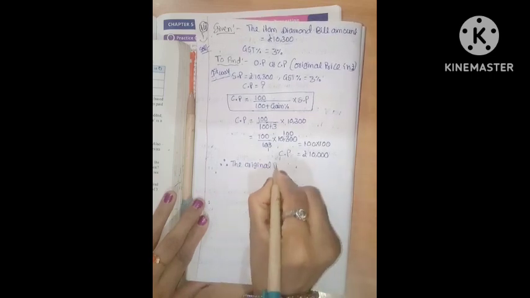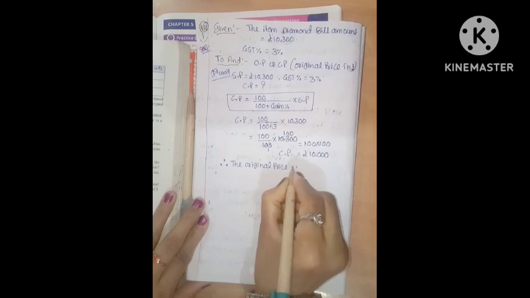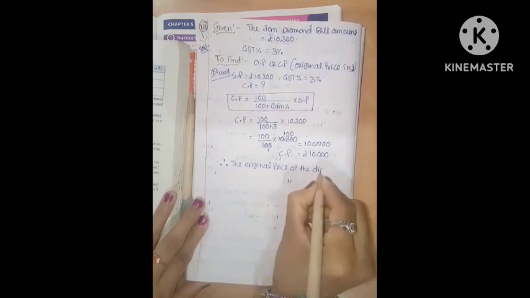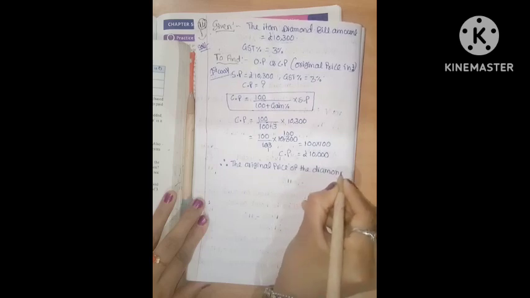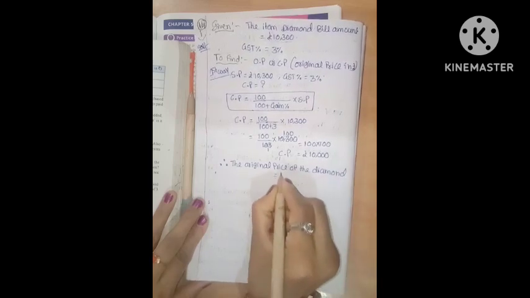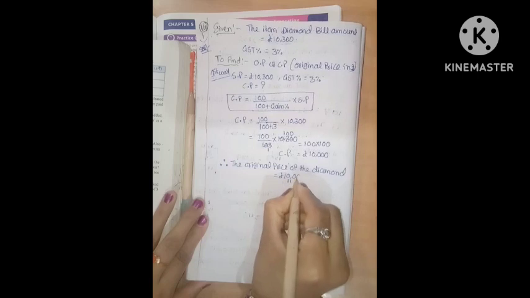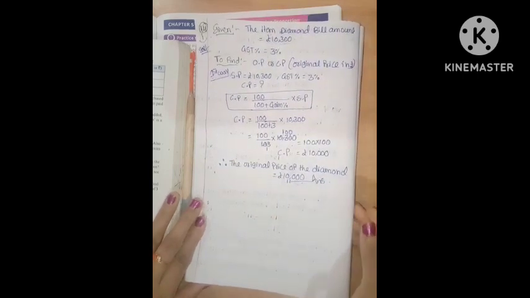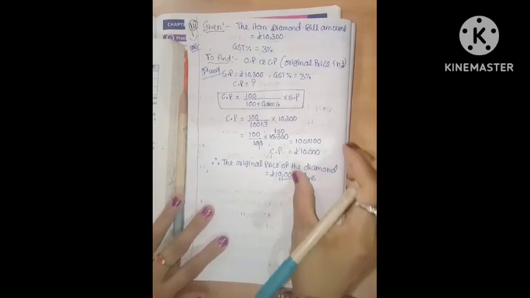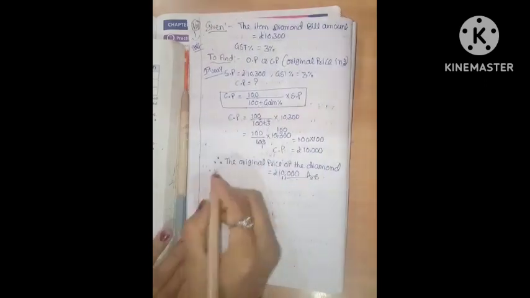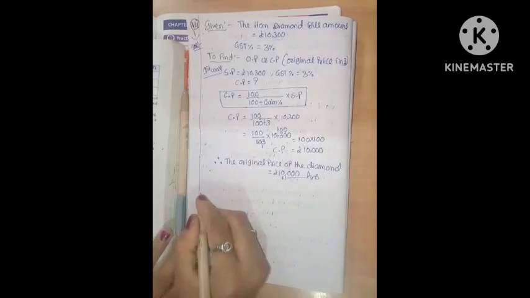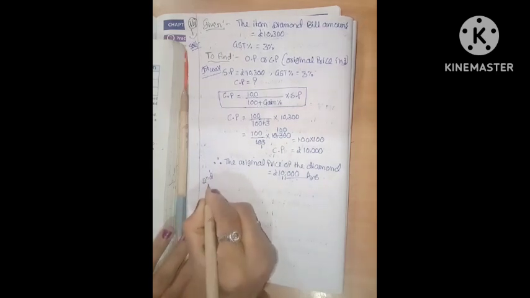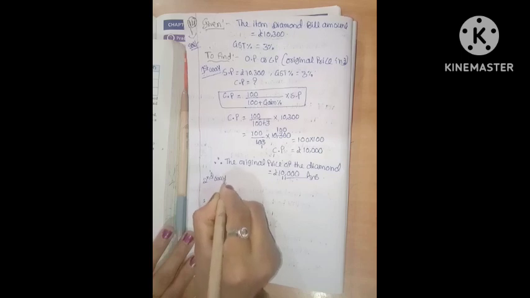Therefore, the original price of the diamond equals rupees 10,000. This is the final answer. Are you understood, Gagan sir? Yes. This is the first way. And next, the second way.